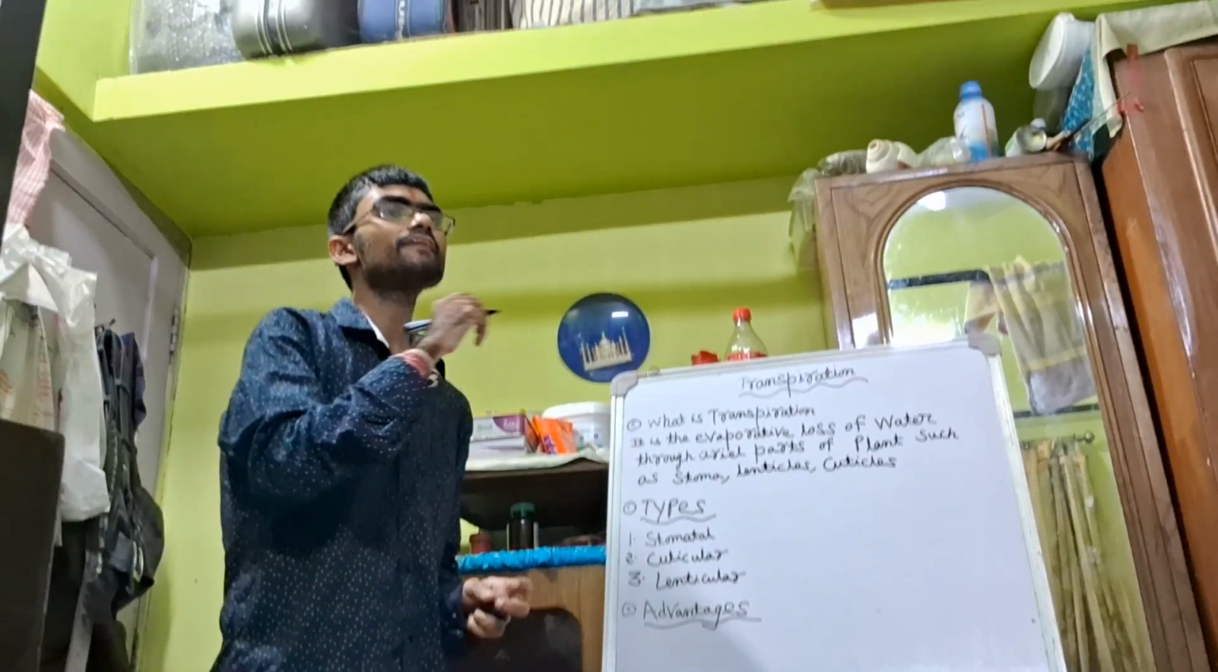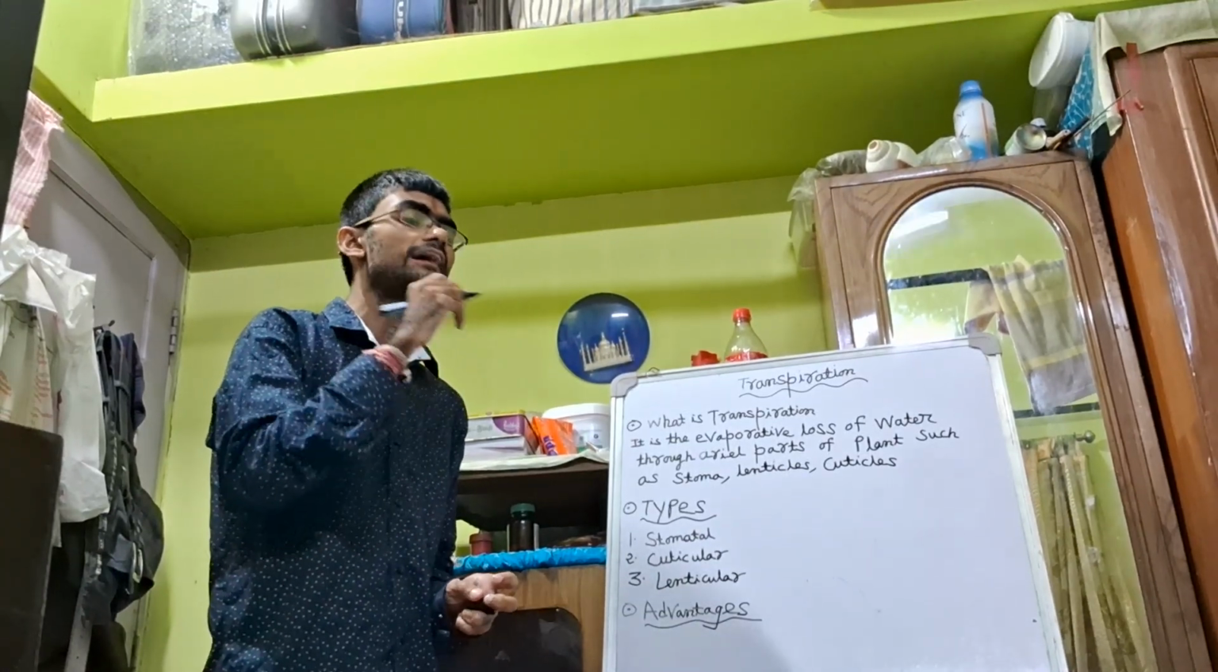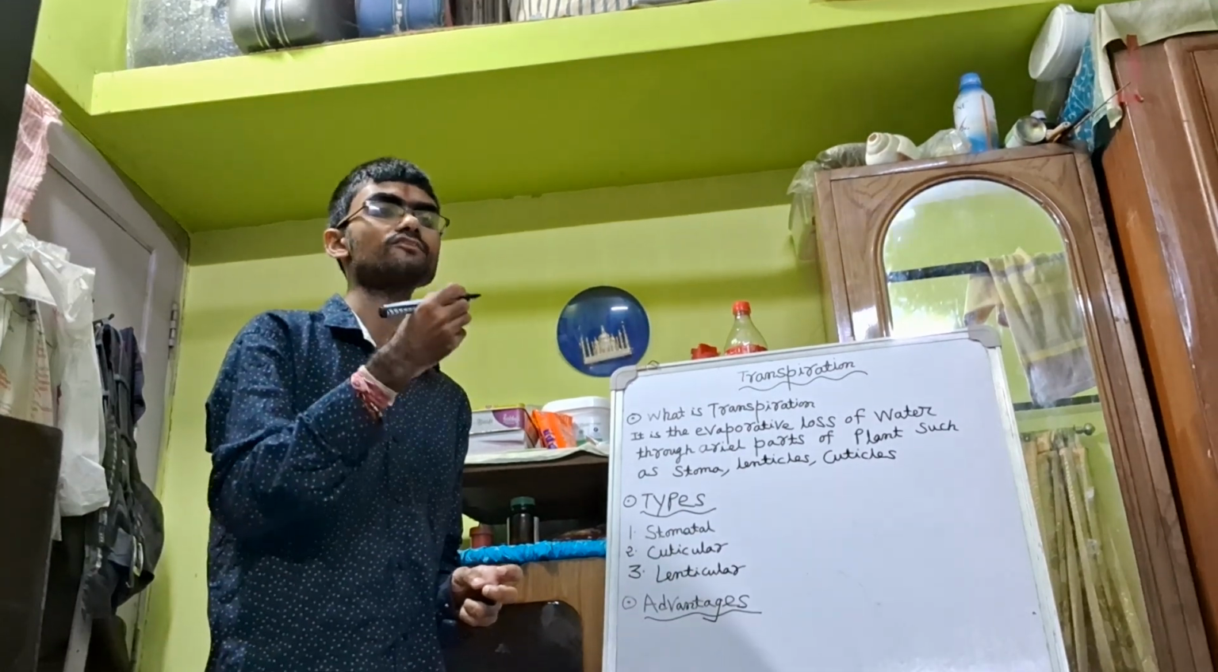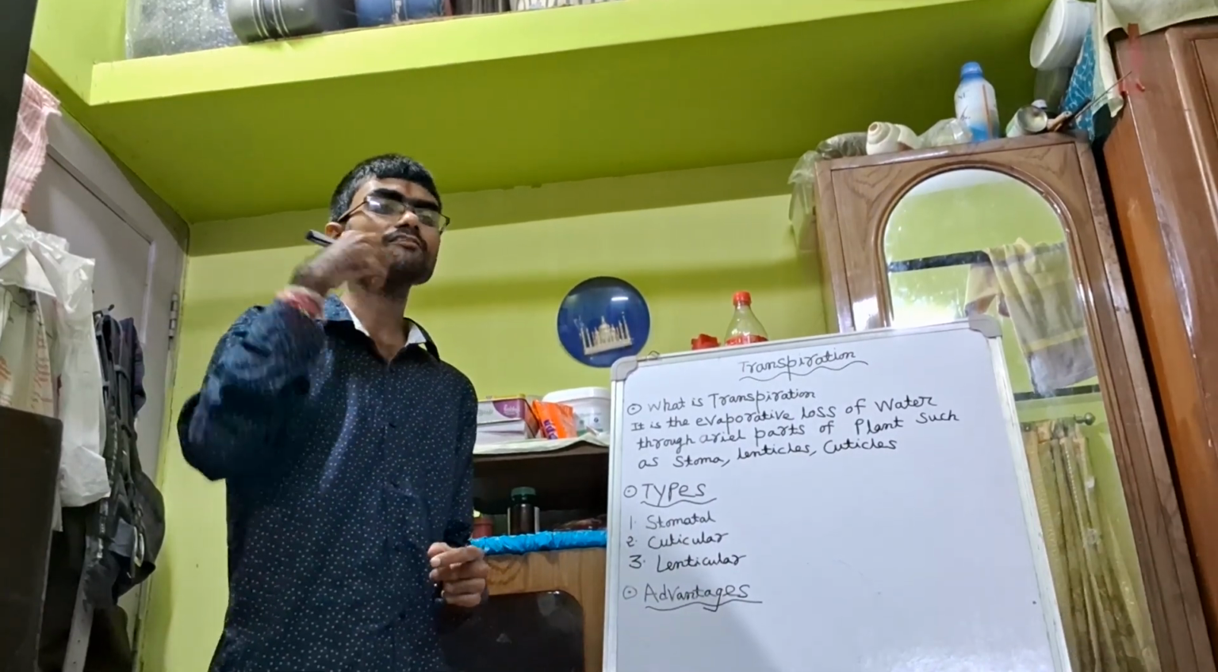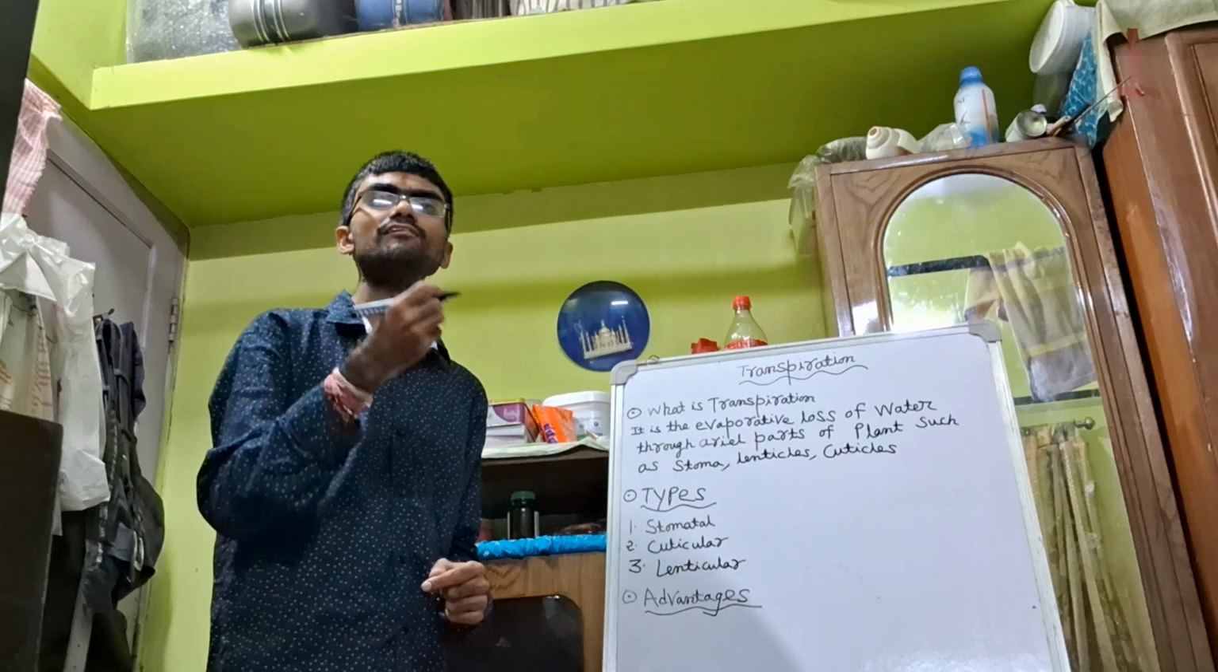Now the next and the last is it helps in ripening of fruits. In certain cases, transpiration helps in secretion of ethylene, which helps in ripening of fruit.